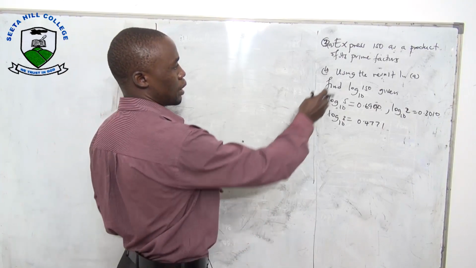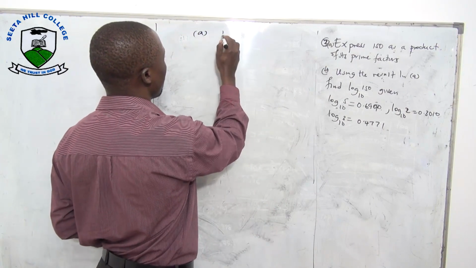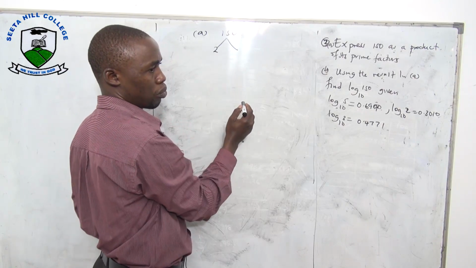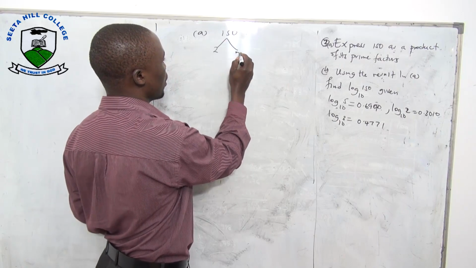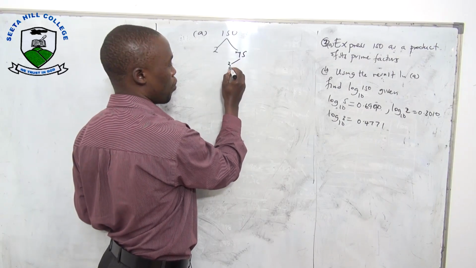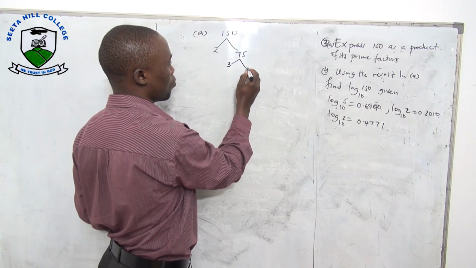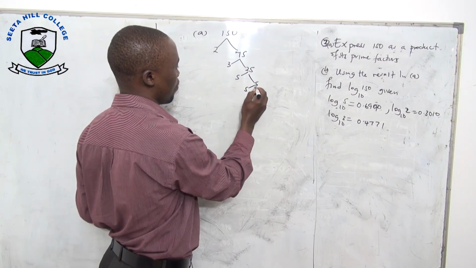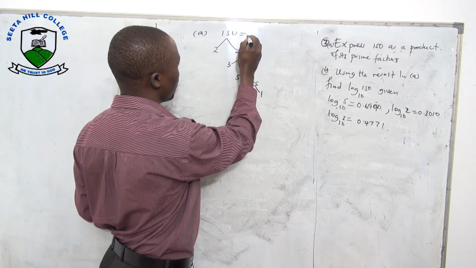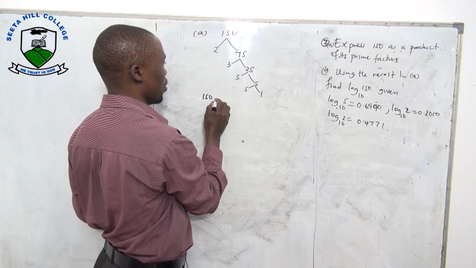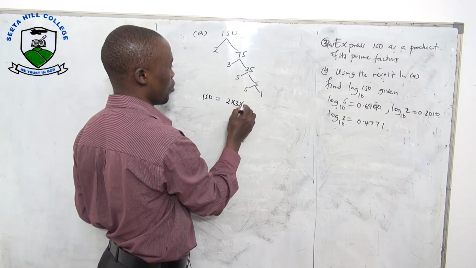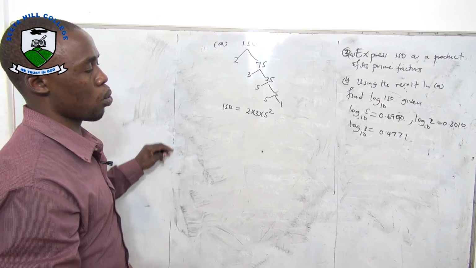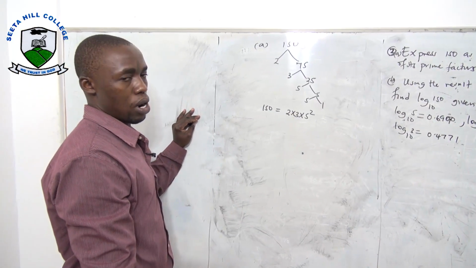Let's break down this part A. It would be 150 by factor 3, that would be by 2. 75 by 3. 25 by 5 by 5. So 150 is what? 2 times 3, there you are, 2 times 3 times 5 to the power what? 2. Now that is your part A.